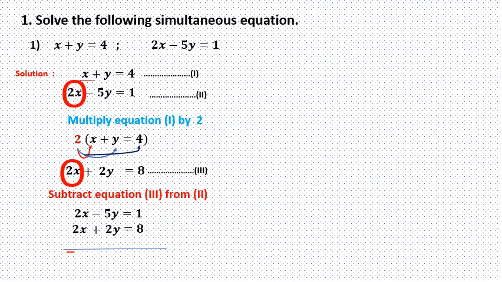That is, plus 2x will become minus 2x, plus 2y will become minus 2y, and plus 8 will become minus 8. So 2x minus 2x gets cancelled, and minus 5y minus 2y, minus and plus become minus 7y, and 1 minus 8 becomes minus 7. So minus 7y equal to minus 7.